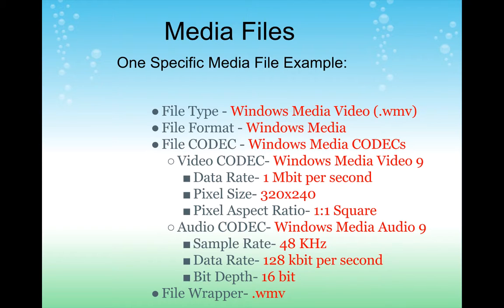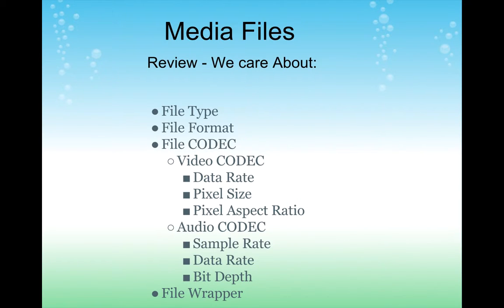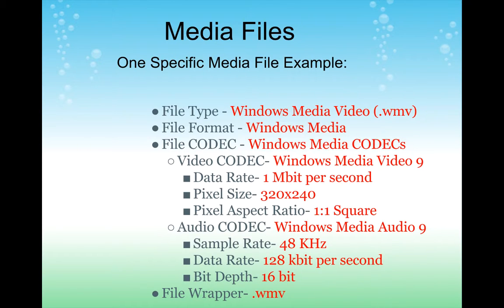So let's talk about one type of file. We talked about these different categories that we care about. Now we'll talk about one specific file. It's a Windows Media Video file. It has the extension .wmv. The format's Windows Media. The codecs are specific Windows Media codecs. The video is Windows Media Video 9.